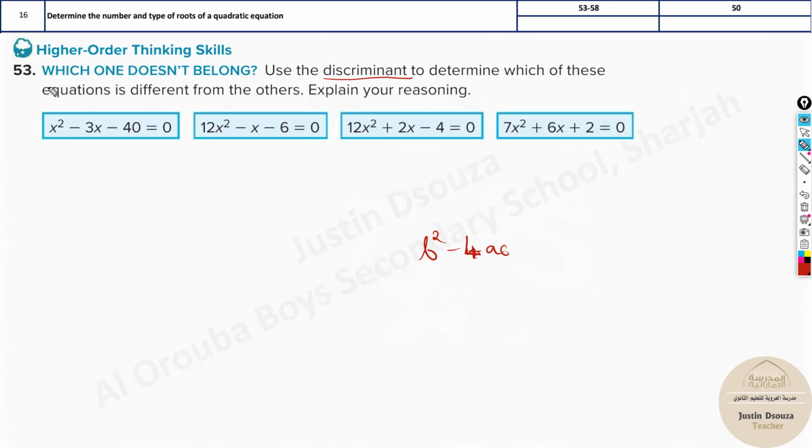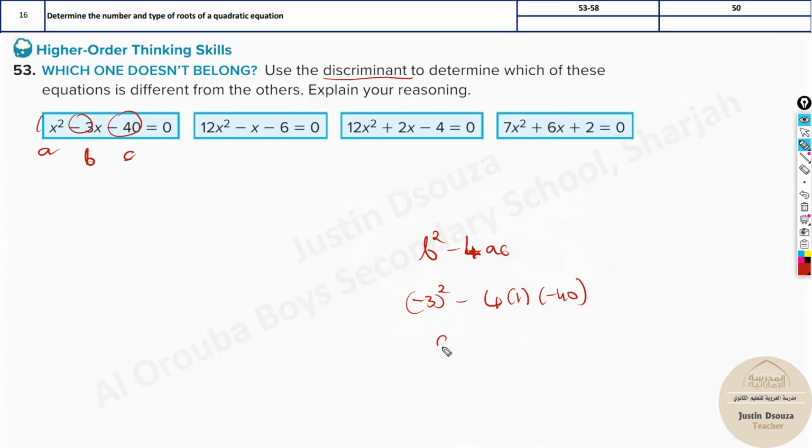Here, this is the quadratic equation. Whatever is before x squared is a, whatever is before x is b, and lastly, the last term is c, the constant part. Now, if we have these values, we can find the discriminant. Let's substitute: a is 1, b is minus 3, and c is minus 40. So b is minus 3, the whole squared, minus 4 times a, which is 1, times c, which is minus 40.